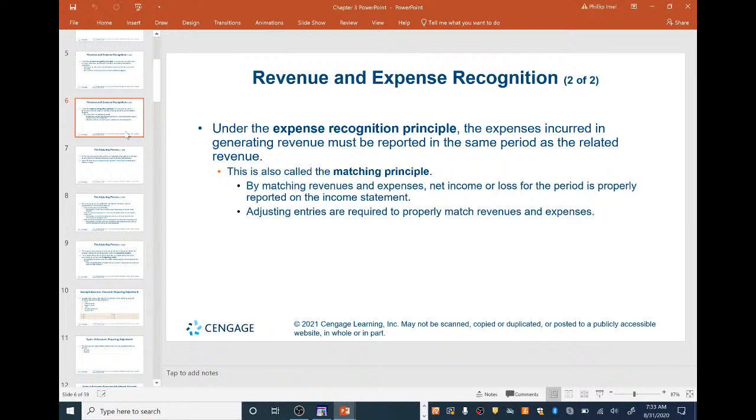So pretty much what it's saying here, the same period that revenue is recognized is the same period that we need to recognize an expense. Once again, it's the matching principle. By matching revenues and expenses, net income or loss for the period is going to be properly reported on the income statement. Once again, remember, we want to match those to see how much we really make off a certain job or in a certain amount of time. The relevant revenues and expenses must be reported within that period. Adjusting entries are required to properly match revenues and expenses, okay?